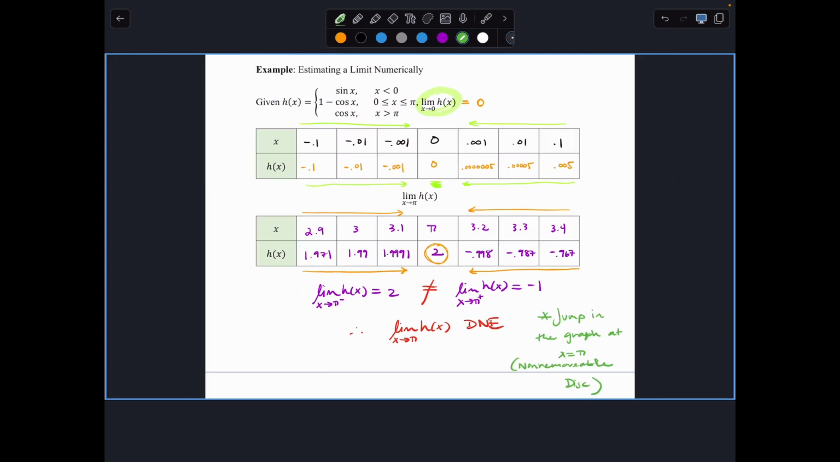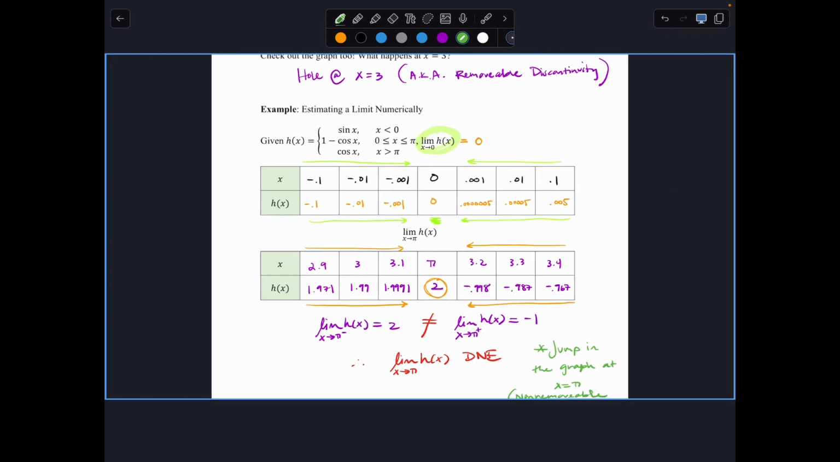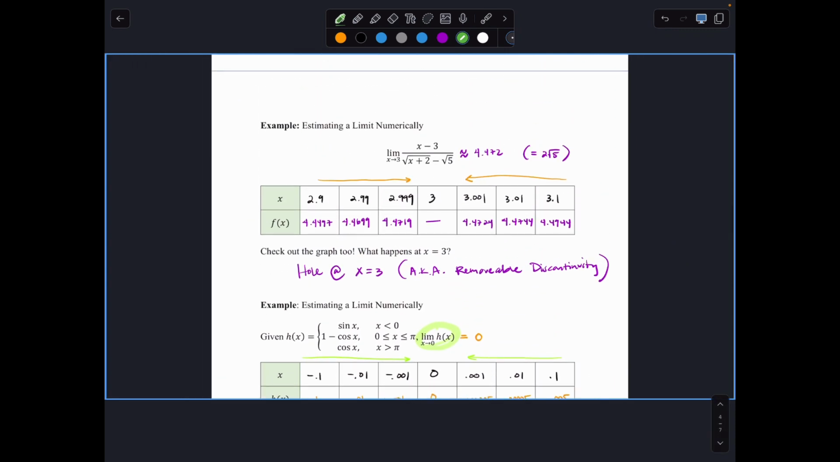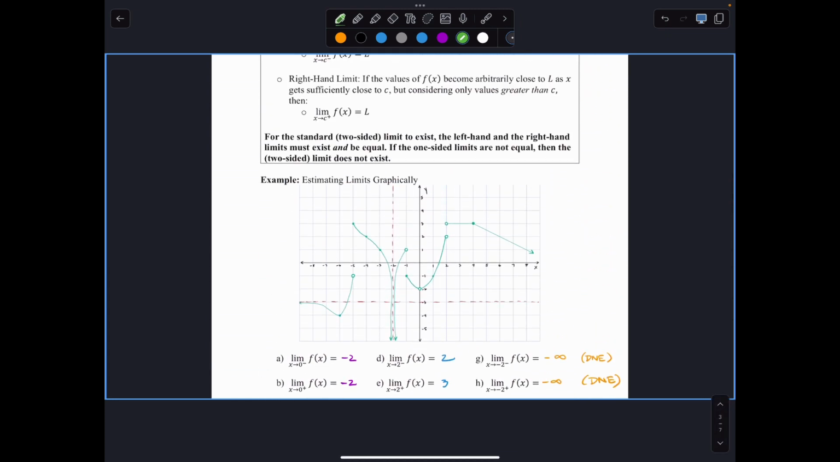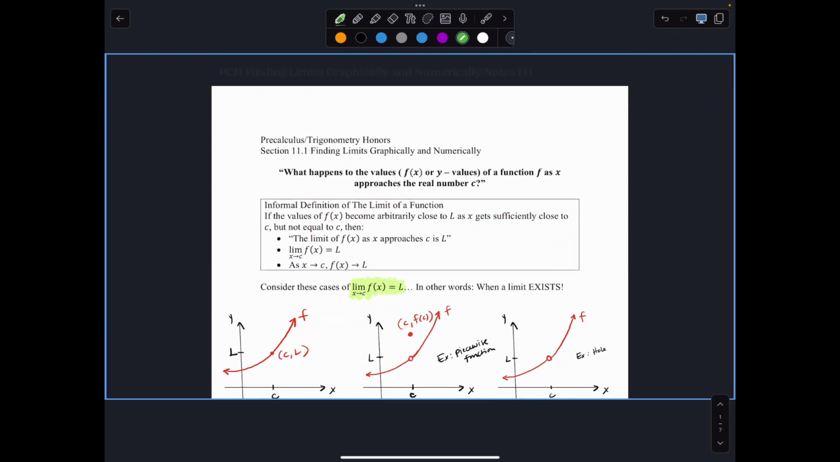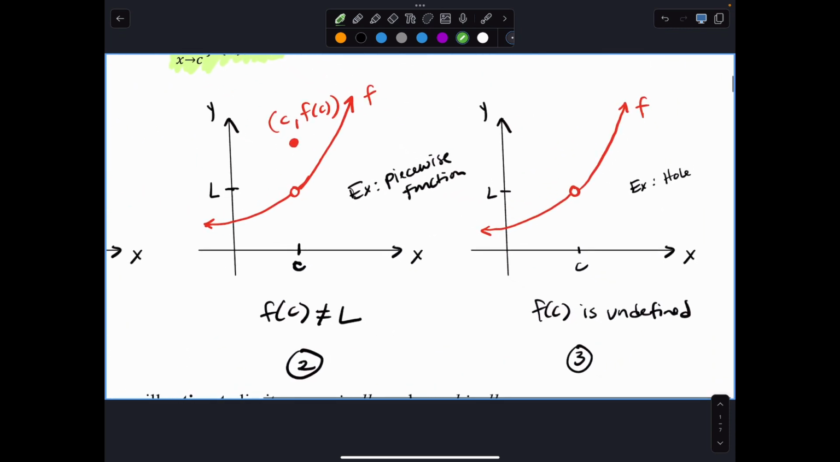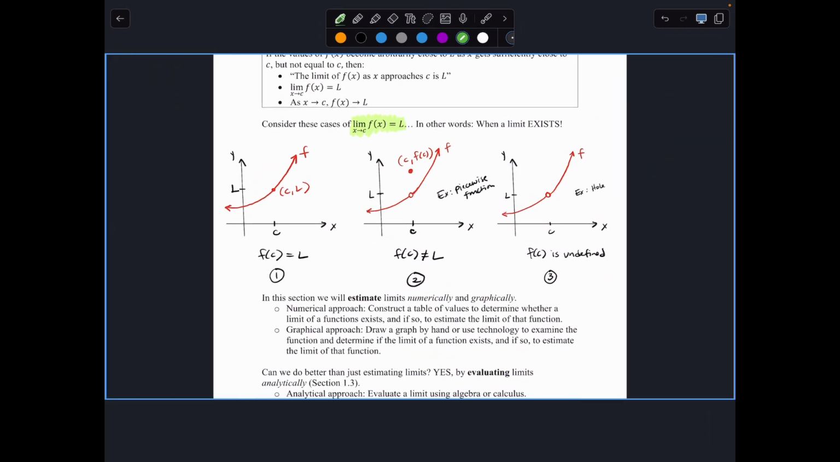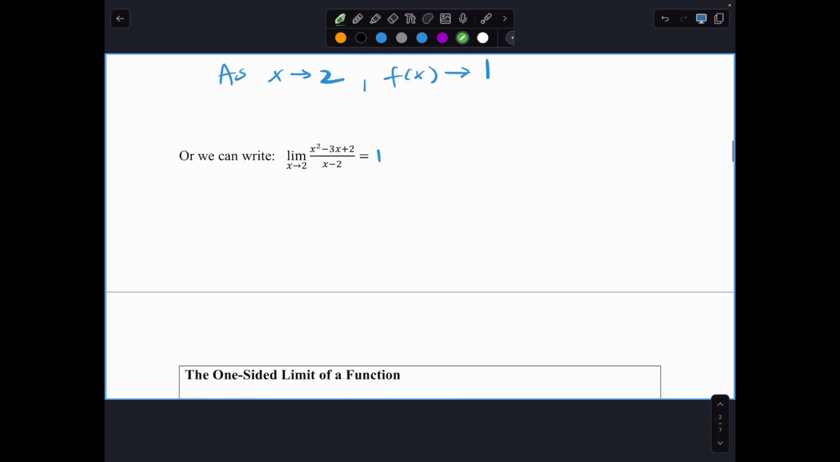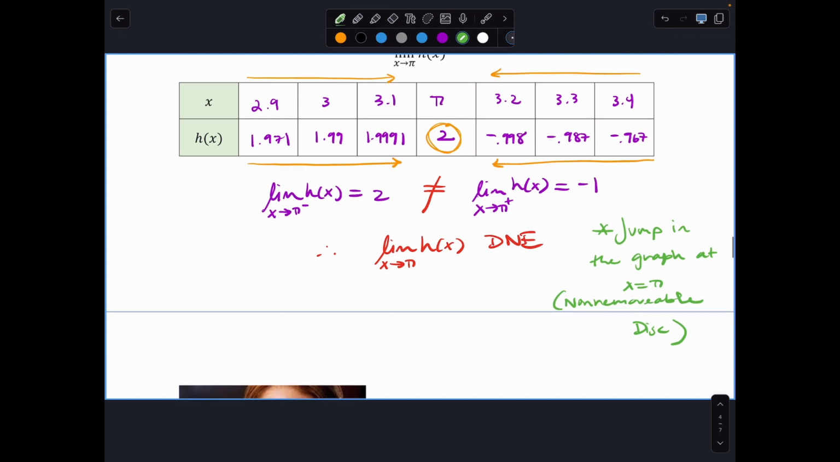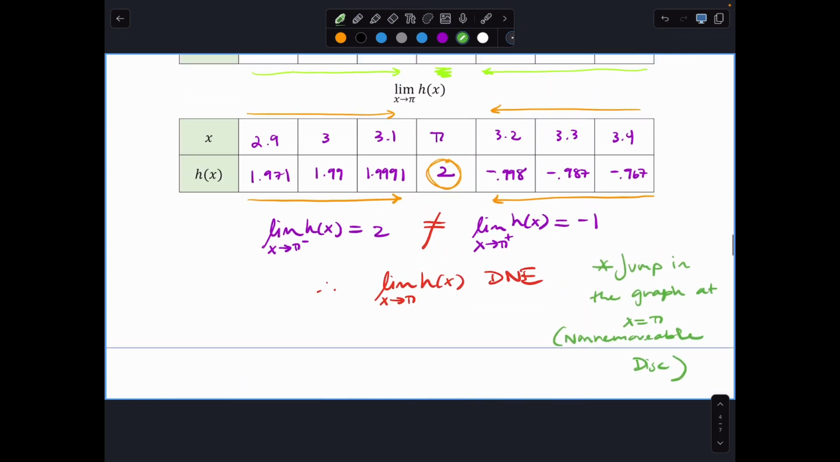Okay, so this was an example of where the limit failed to exist. Notice whenever there's been a removable discontinuity, so a hole, and we saw this up here, right? So when there's a removable discontinuity, the limit still exists. But if there's a non-removable discontinuity, it seems like the limit fails to exist. DNE?